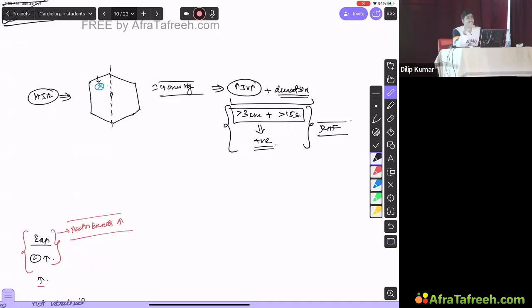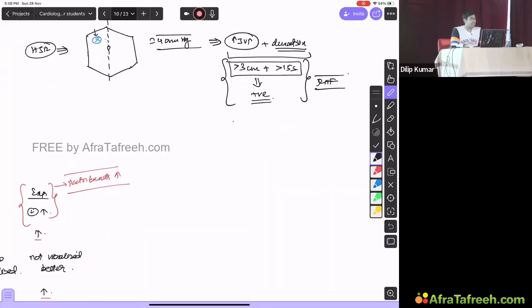If it is elevated more than 3 centimeters but is not sustained for 15 seconds, the test is negative only. If the JVP is elevated by only 2 centimeters, but for more than 15 seconds, still it will be negative only. So both criteria should be satisfied. Then only it will be considered positive.